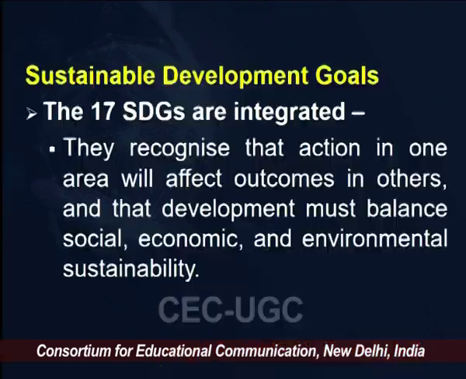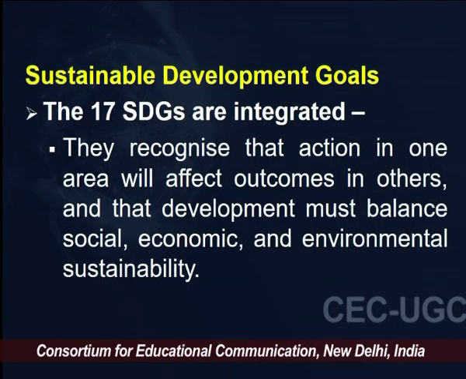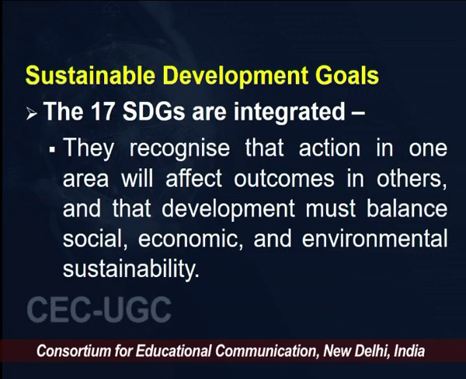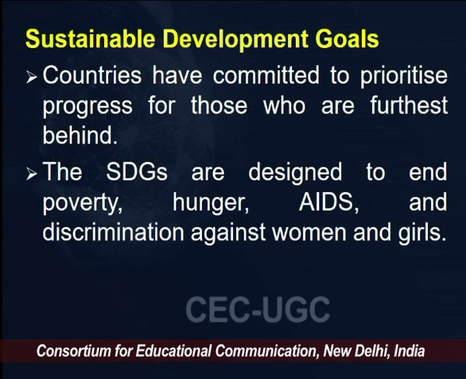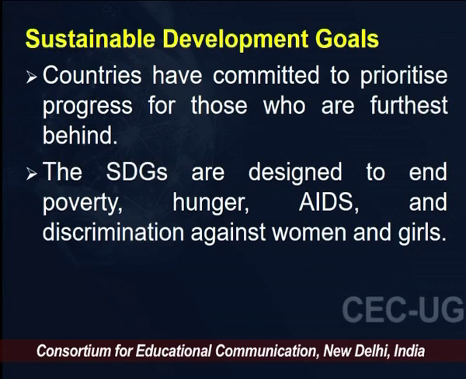Now, these 17 SDGs are integrated, so one helps in achieving the others. They recognize that action in one area will affect outcomes in the others, and that development must balance social, economic and environmental sustainability. Now, the countries have committed to prioritize progress for those who are furthest behind. So, those who are left behind, especially the underdeveloped countries, have to be aligned with the SDGs also.